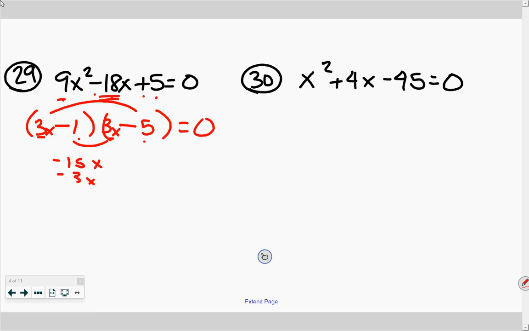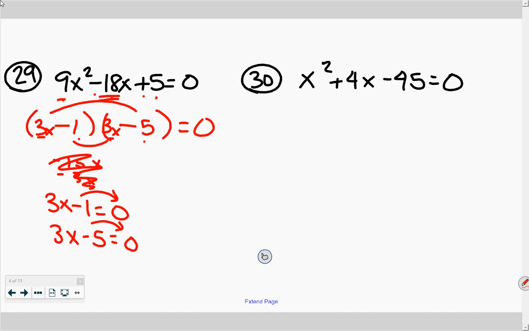Okay, but we're solving these quadratic equations, so each one of these is equal to 0. That means 3x minus 1 is equal to 0, and we solve it. And then 3x minus 5 is equal to 0, and we solve it. So we move that over and divide by 3, move that over and divide by 3. Okay, so my 2 answers on this are 1/3 and 5/3.